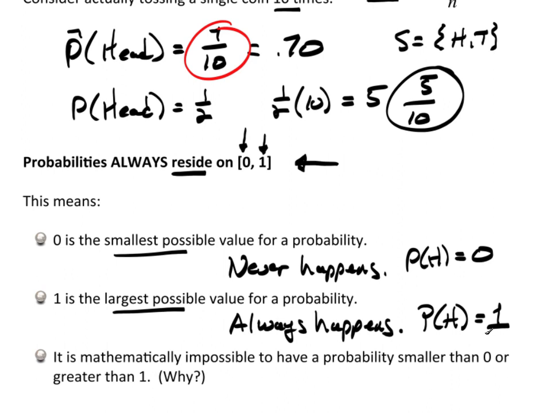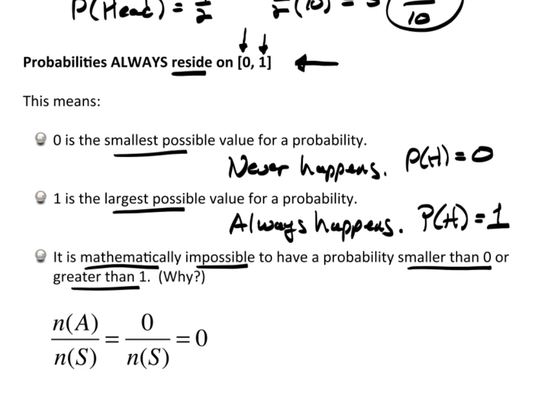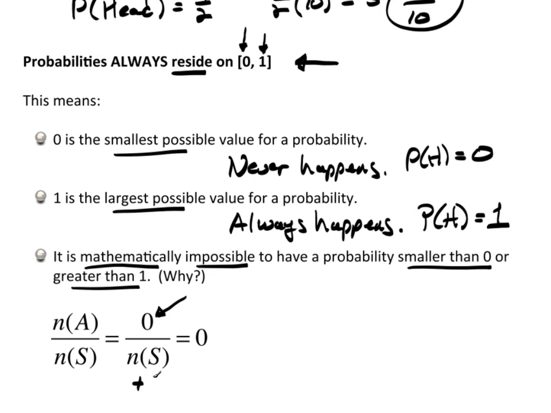Now in reality, we don't typically see probabilities of 0 and 1. We see all kinds of values because there's an infinite number of possibilities in between. Now, this is important. It's mathematically impossible to have a probability smaller than 0, which means negative, or greater than 1. Why? Well, let's go back to our definition of probability. We said the probability is the number of times the event occurs divided by the number in the sample space. Well, if it never occurs, it's going to be 0. The number in the sample space will always be at least 1. In other words, that's going to be a positive number.